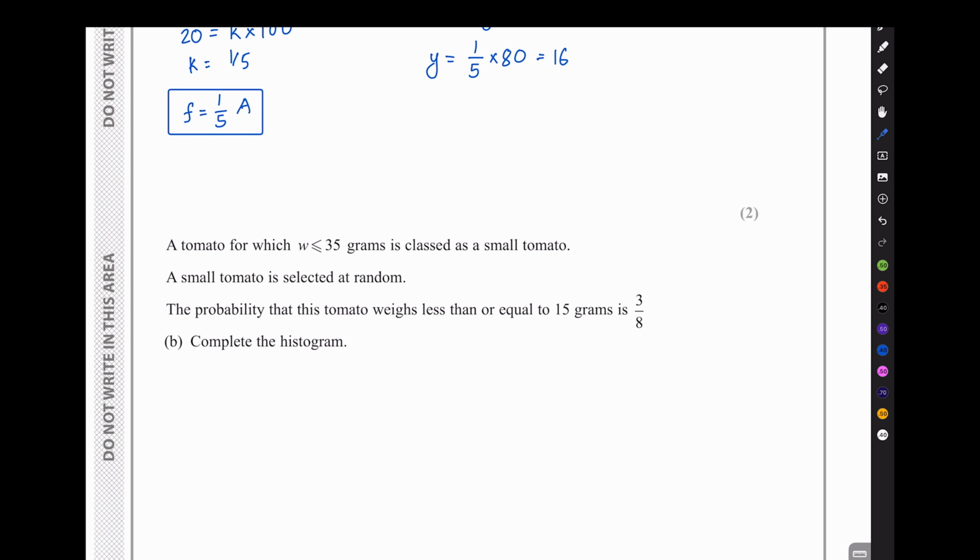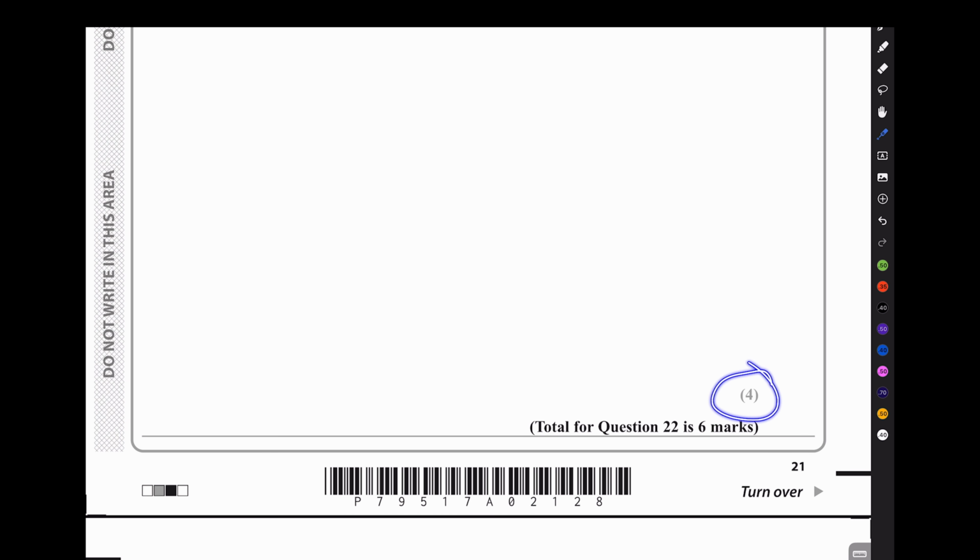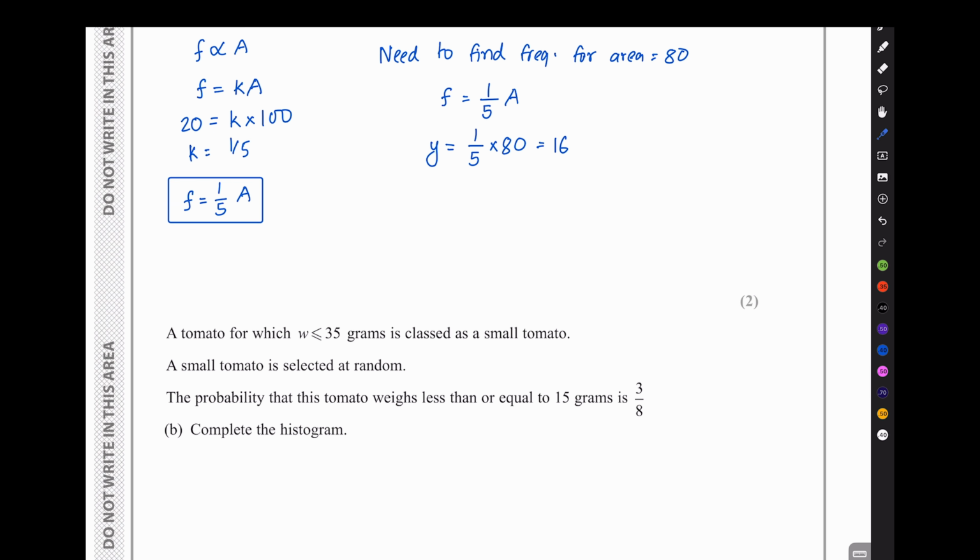A tomato for which the weight is less than 35 grams is classed as a small tomato. A small tomato is selected at random. The probability that this tomato weighs less than or equal to 15 grams is this. Complete the histogram. Is this a conditional probability? I will actually want to avoid using conditional probability because that's going to complicate things.